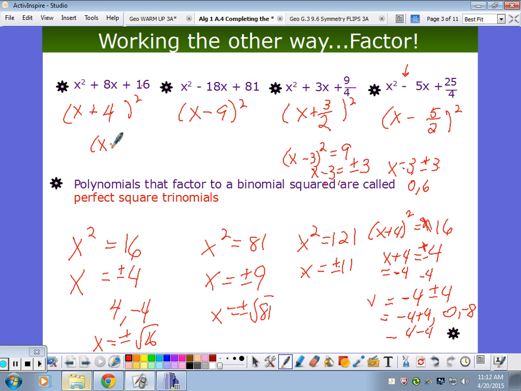X minus 4 squared equals 25. X minus 4 equals? Plus or minus 5. I want x by itself. Add 4. So put it in the front, right? Add the 4. 4 plus 5 is 9. 4 minus 5 is negative 1. Being able to do this is very important.